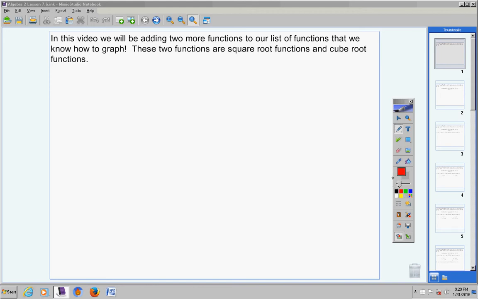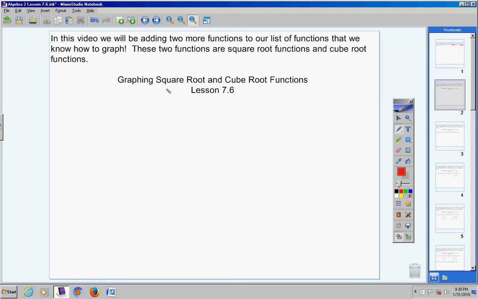Algebra 2 students, in this video we will be adding two more functions to our list of functions that we know how to graph already. These two functions are square root functions and cube root functions. So obviously your heading will be graphing square root and cube root functions. Lesson 7.6, and please include today's date.